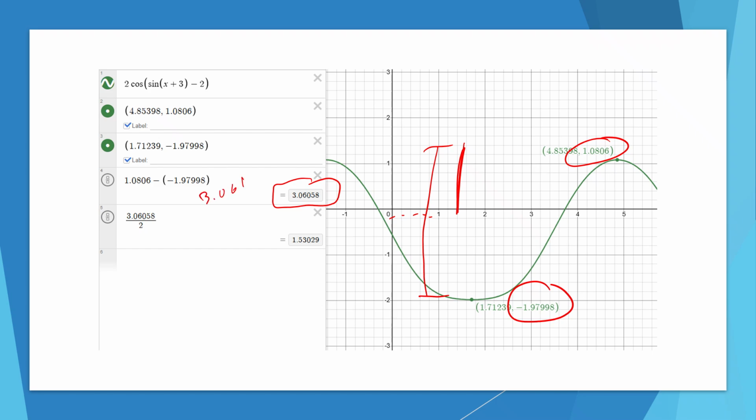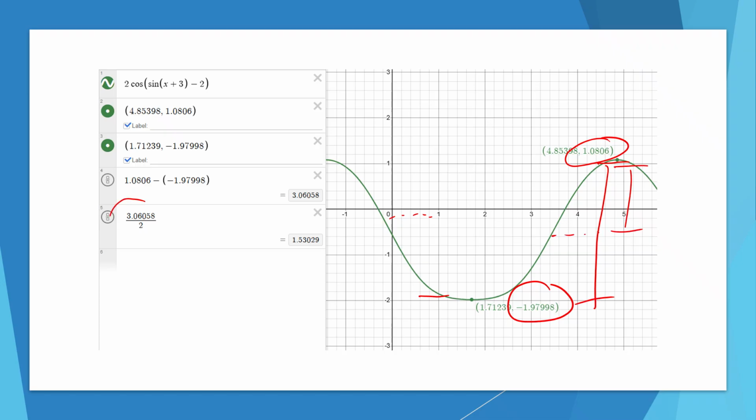But I would say stay away from rounding until you get your final answer in problems like these. Once we have that, that's going to be the distance from the max to the min. And then to find our amplitude, we're just going to cut that in half. So we're going to take that number with all the decimal places and divide it by 2 to get our answer, 1.53029, which should be A as our correct answer there.